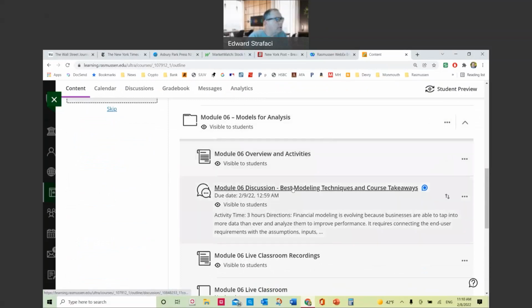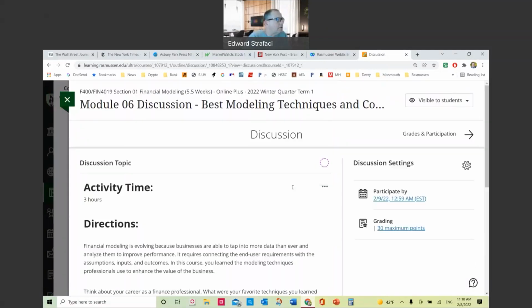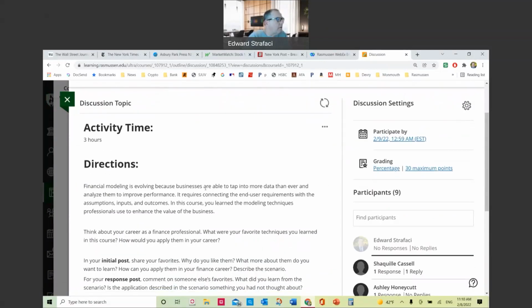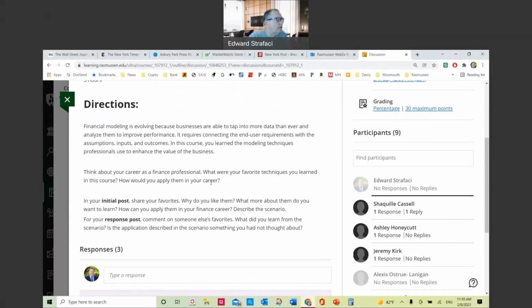So basically, the discussion is the main activity, and the discussion really centers around financial modeling is evolving as businesses are able to tap into more data than ever and analyze them to improve performance. It requires connecting the end user requirements with the assumptions, inputs, and outcomes. In this course, you learn the modeling techniques professionals use to enhance the value of the business. Think about your career as a financial professional. What were your favorite techniques you learned in this course? How would you apply them in your career?